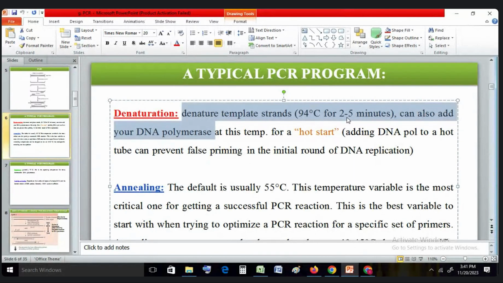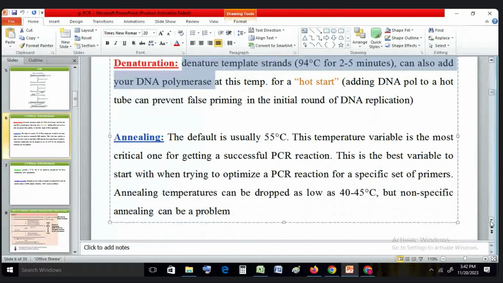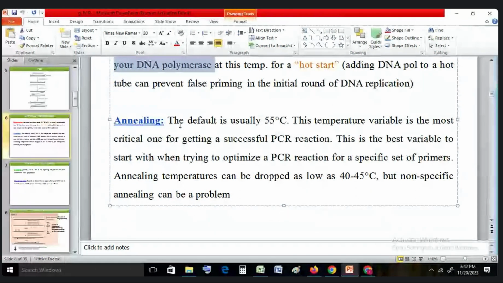it is out of the cycle. As the first step, you have to denature the samples for a bit long time, about 5 minutes. This is for the complete denaturation of your sample. Then the next step in the cycle is annealing. Whatever primer you are using will anneal to your denatured DNA, and this default temperature is usually 55 degrees.